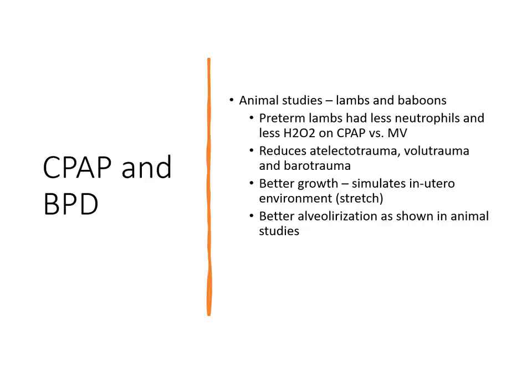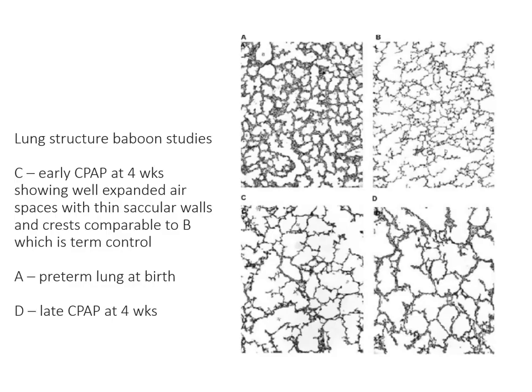As we had already seen, there are several animal studies which showed that preterm lambs treated with CPAP develop less inflammation versus those who were given mechanical ventilation. So atelectrauma, volutrauma, barotrauma are all less with CPAP. There's better growth because CPAP helps in distension of the lung, which is similar to how the lung is distended with fluid in utero, and that helps growth of the lung. It also leads to better alveolarization as seen in several animal studies.